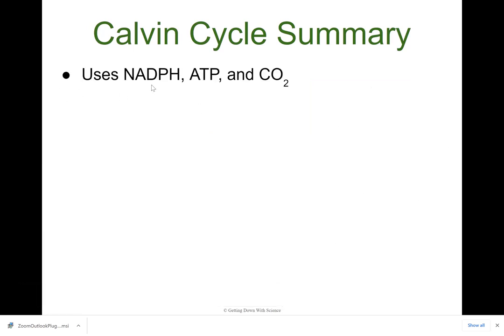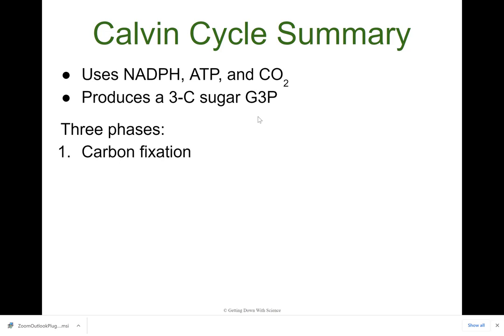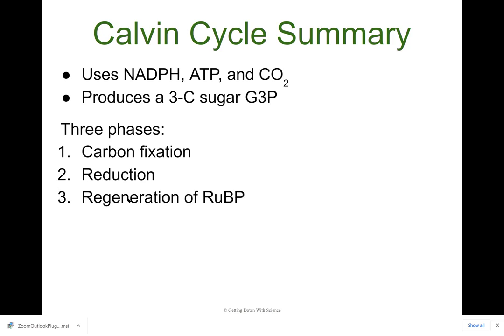So we use NADPH, ATP, and carbon dioxide. We produce a 3-carbon sugar called G3P. Well, glucose has 6 carbons, so that's why we have to do it twice. Remember, we said that there are 3 phases: carbon fixation, that's where we bring the carbon dioxide in. Reduction, that's where we take the energy from the ATP and from the NADPH to make our G3P. And then we take the remaining 5 G3Ps and use them to regenerate RuBP, also using ATP.